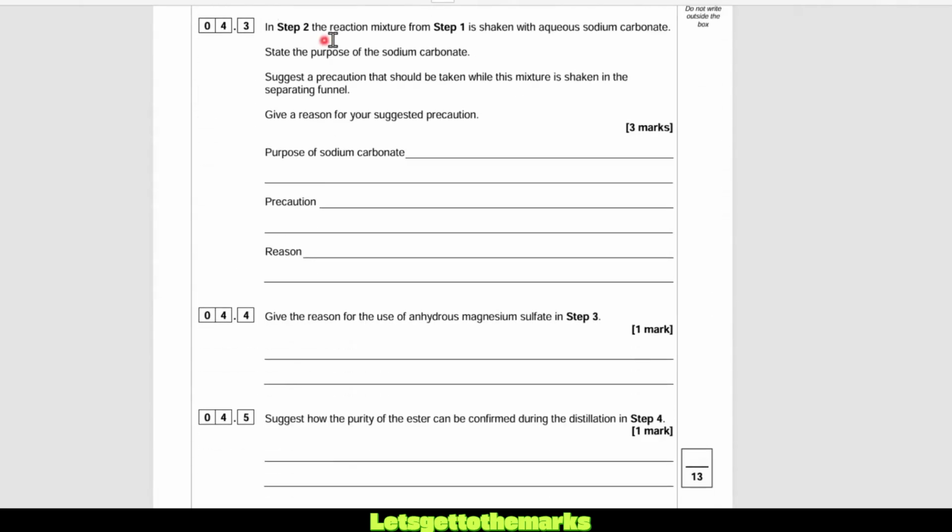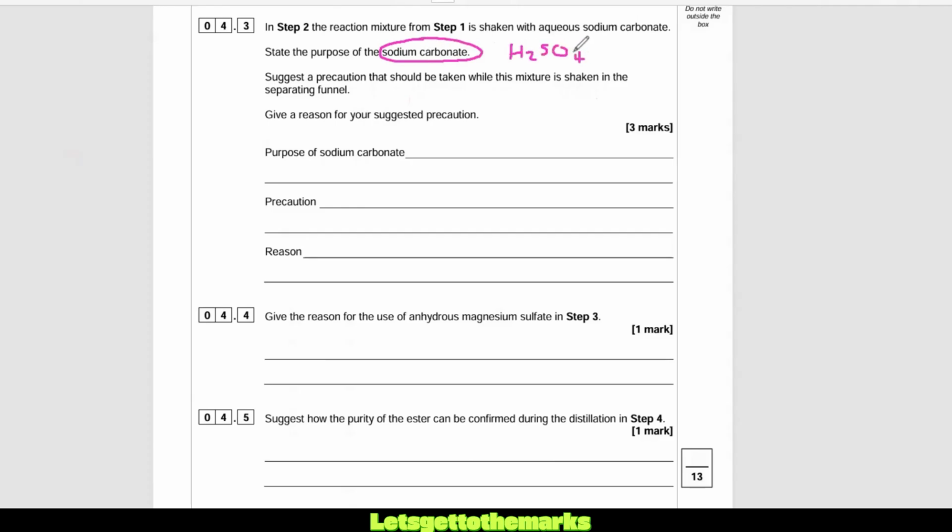Okay, let's move on. We're on 4.3, folks. Step 2, the reaction mixture from step 1 is shaken with aqueous sodium carbonate. State the purpose of the sodium carbonate, and the precaution that should be taken while the mixture is shaken. Why don't you pause the video and have a go?